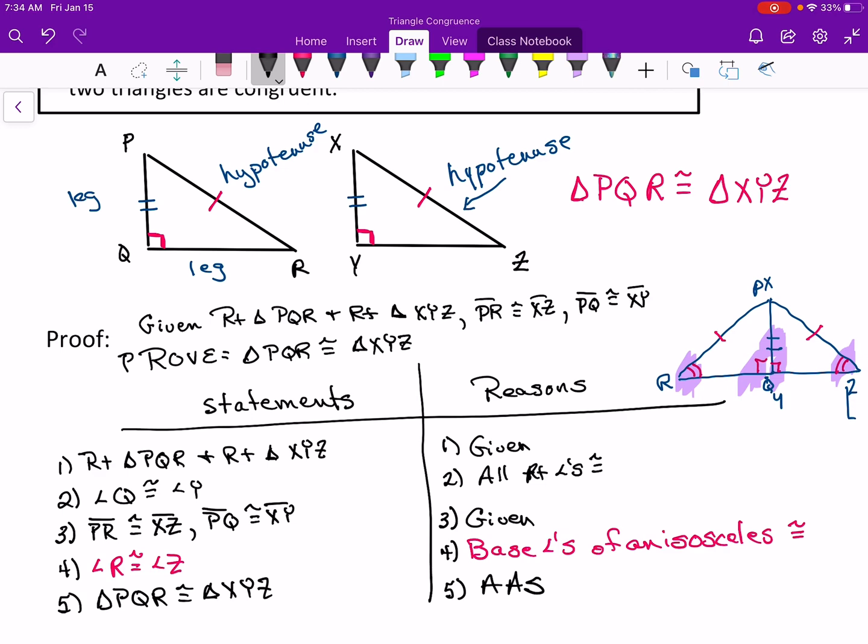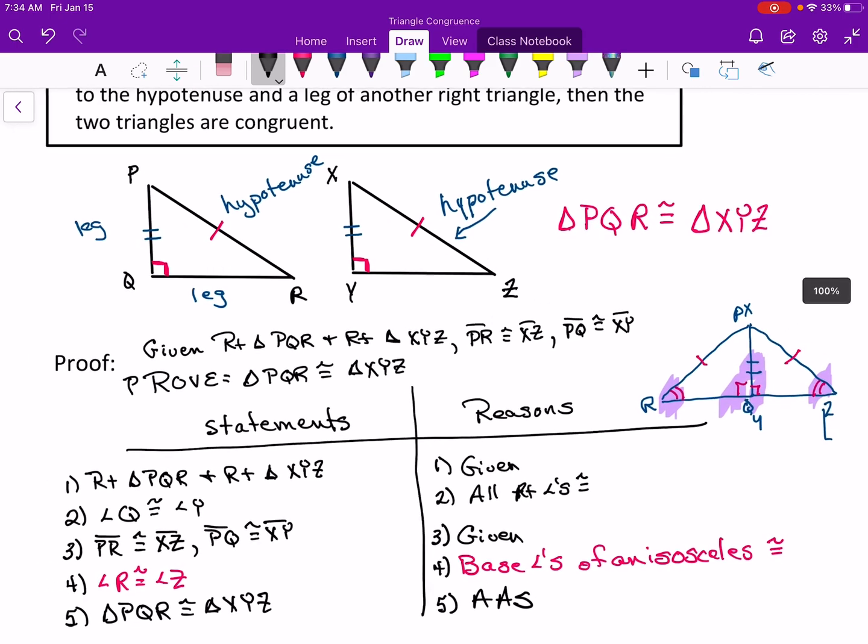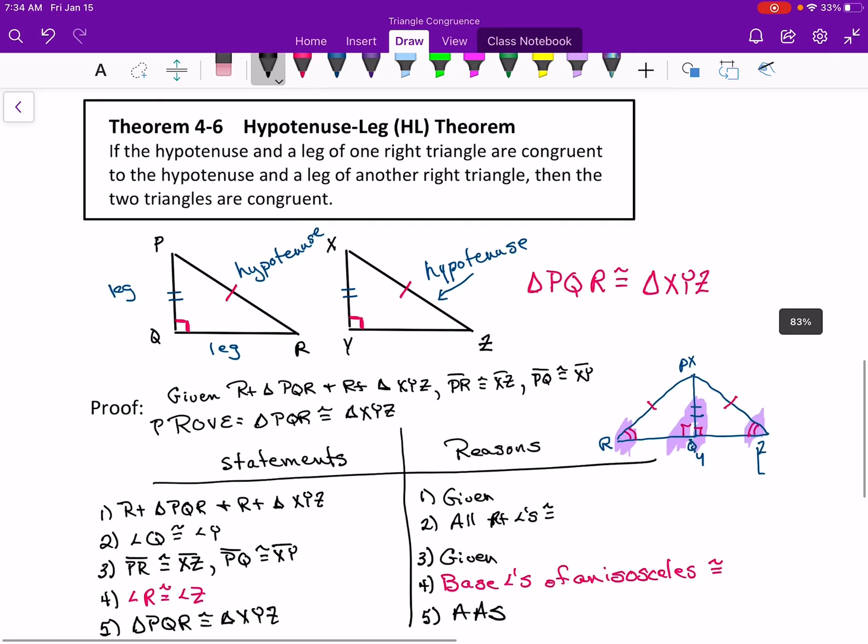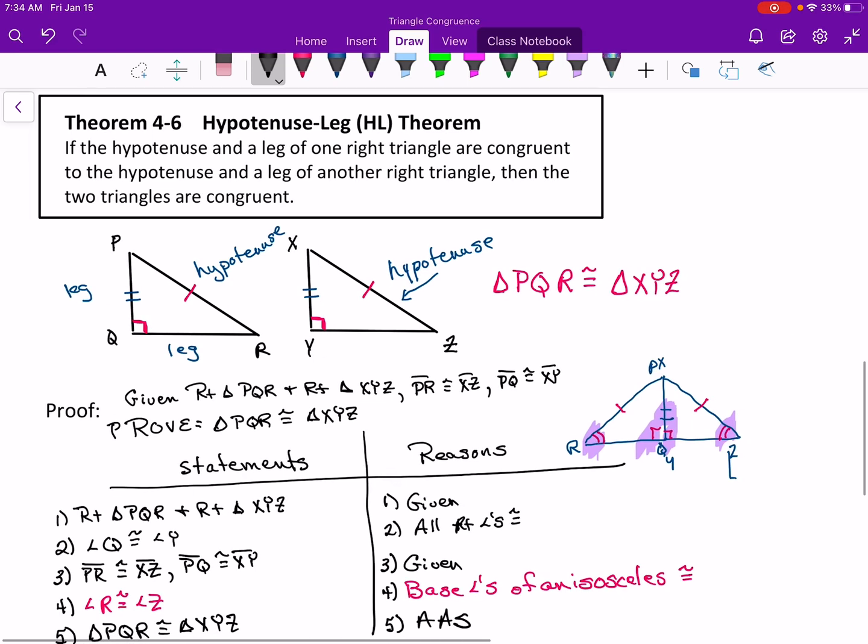I guess I really didn't need step number 2 in there, but because I knew I had right triangles, that was information I knew. I didn't know if I was going to need it or not, so I went ahead and put it in the proof. All right, so that's your proof of the hypotenuse leg theorem.